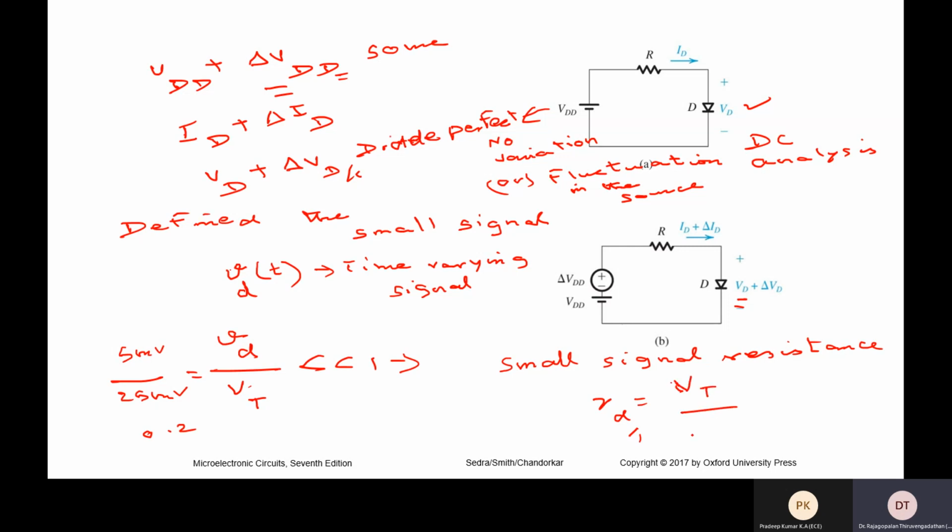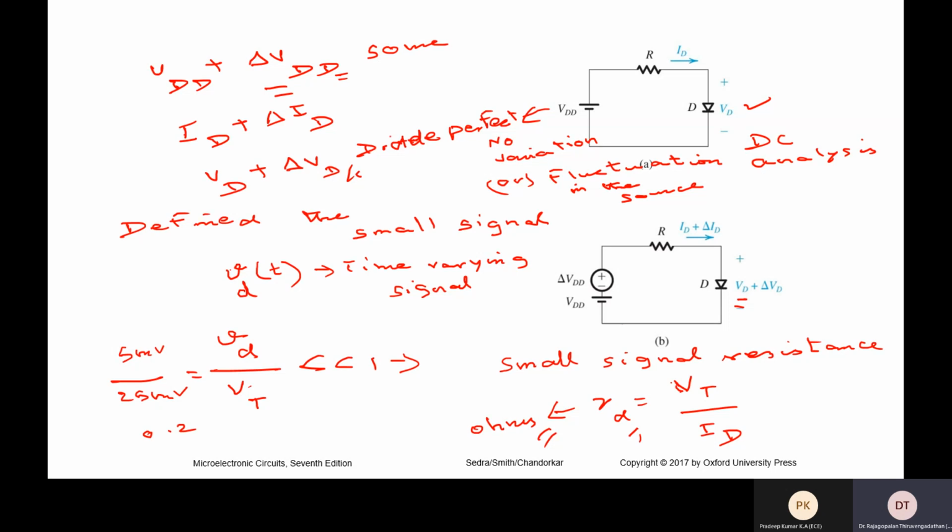So rd is the small signal resistance or incremental resistance, that is equivalent to VT by capital ID. See, think about this. The operating temperature determines what kind of resistance we are dealing with. In case of small signal, of course, the steady state current ID, that ratio gives you the small signal resistance, and typically you will see this is in the order of a few ohms. That's all. That is what we will also see through this class.